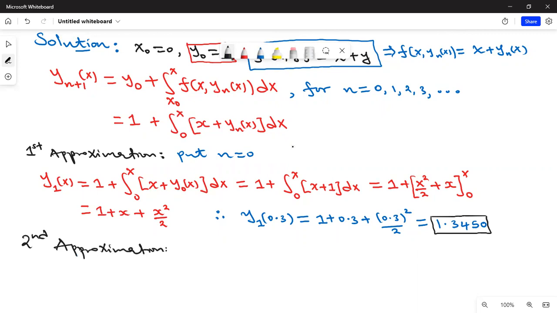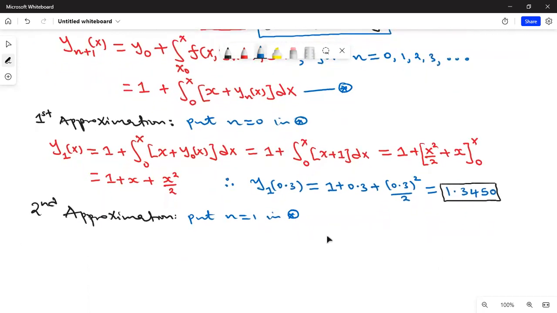Second approximation. So what do we do? We put n is equal to 1. Of course, we are substituting it here in equation star, even here in star. So what do we get? When n is 1, we'll now talk of y2.